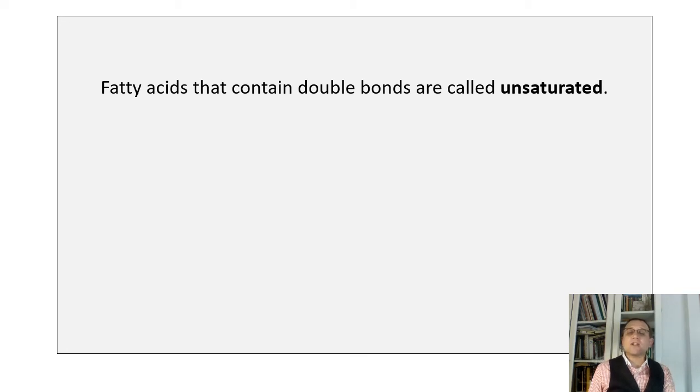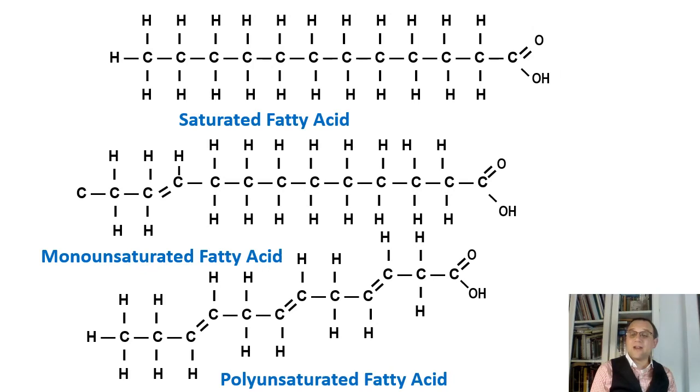We have fatty acids that contain double bonds, those called unsaturated fats, unsaturated fatty acids. And here there are three types of fatty acids: saturated fatty acids, monounsaturated fatty acids, and polyunsaturated fatty acids. You could clearly see which is which by looking at the structural formula. Here we have a saturated fatty acid. Acid because it has a carboxyl group, you see? COOH, carboxyl group.